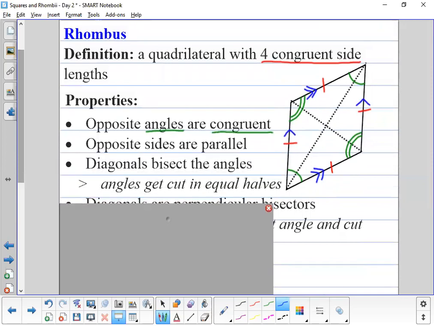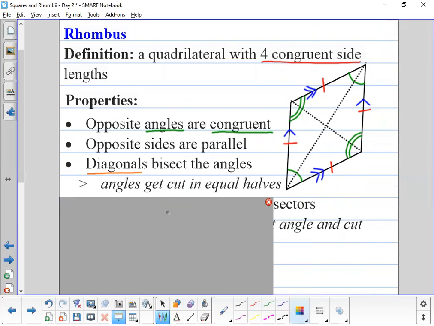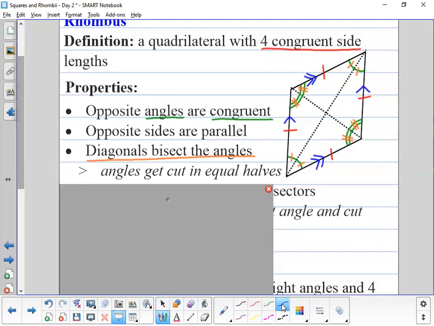Let's talk about the diagonals. The first thing that we learn about the diagonals is that the diagonals bisect the angles. That means that the angles get cut into equal halves. So those 2 are going to be congruent, and those 2 will be congruent. And since the opposite angles were already congruent to each other, all 4 of those angles will be congruent to each other. And then the same thing with this pair of opposite angles. Cool.